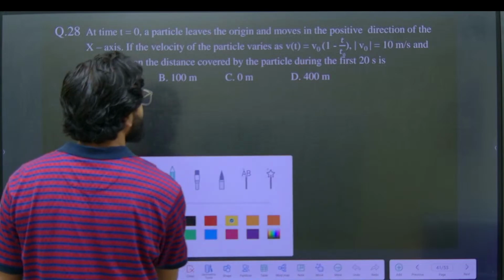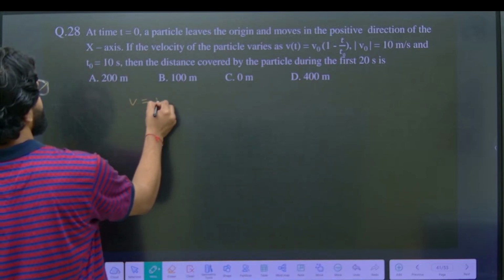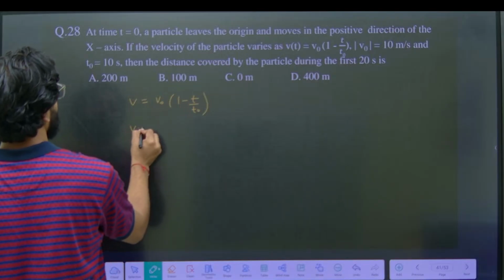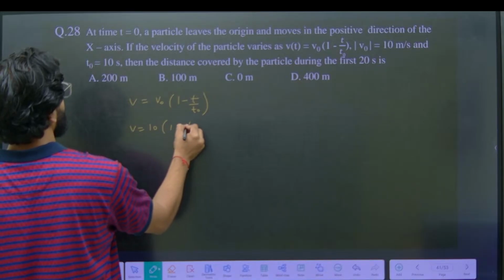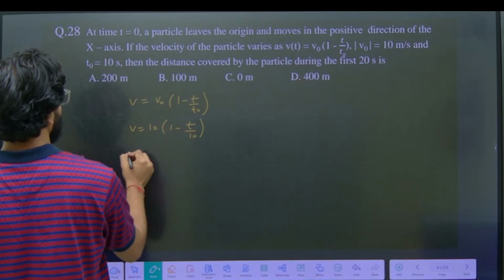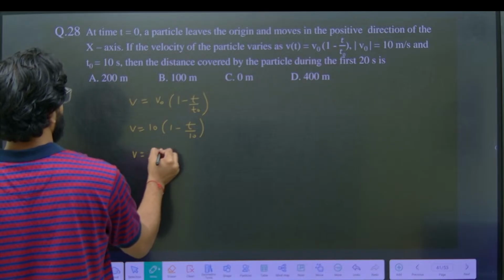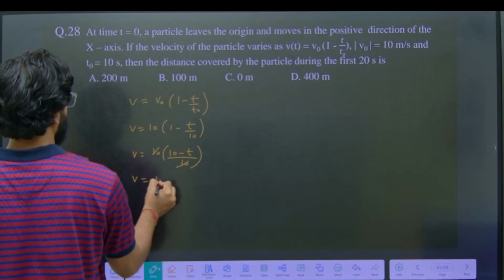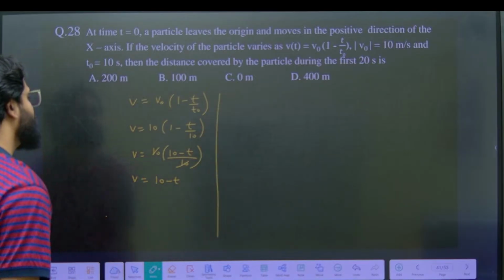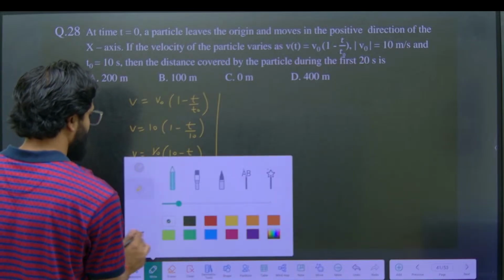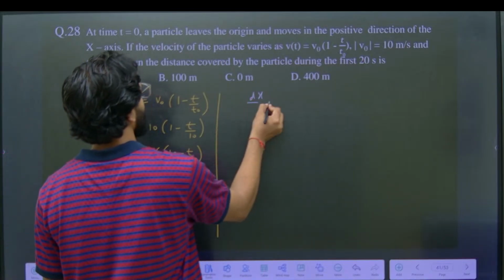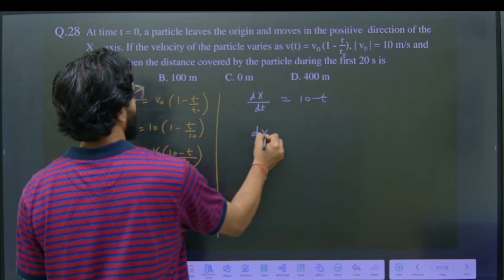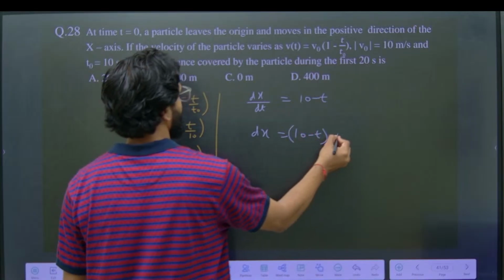Okay, let's write it in a nicer way. V naught times 1 minus t upon t naught. So we can write it as 10 times 1 minus t upon 10, correct? Taking the LCM, it is a nicer way to write it. So V is 10 minus t. Now we can write V as dx by dt equals 10 minus t. Okay, dx equals 10 minus t dt.